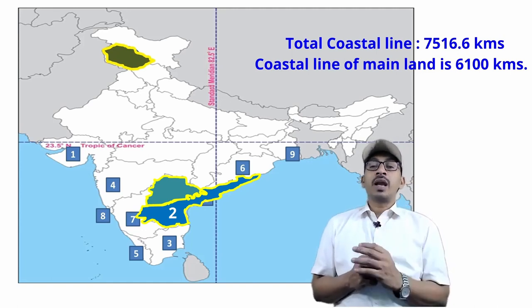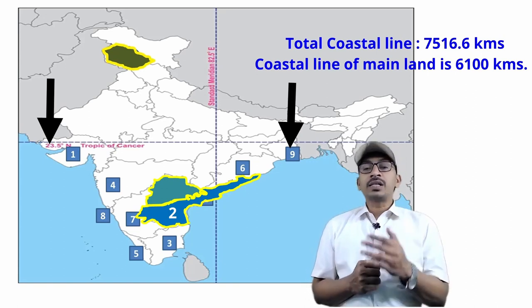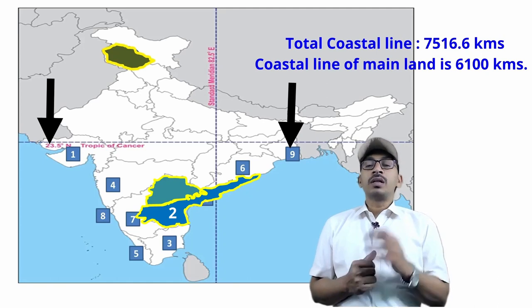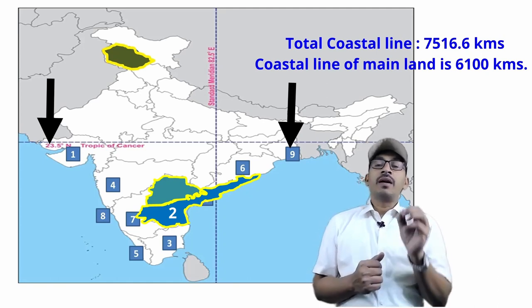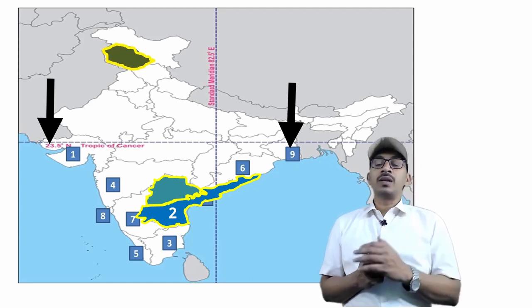Gujarat and West Bengal are special. Why are they special? They have an international land boundary. They are also located on the coast. These are the two states of India which have an international land boundary and are also located on the coast.